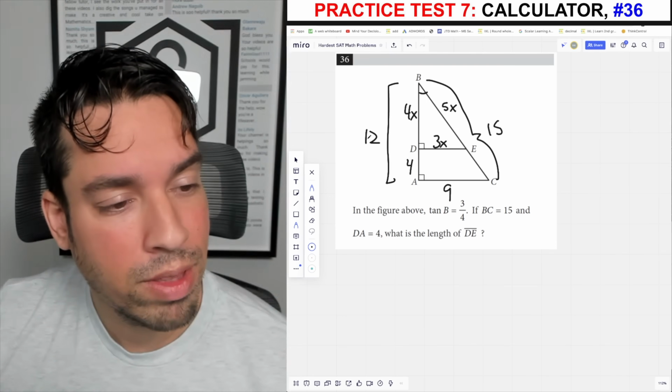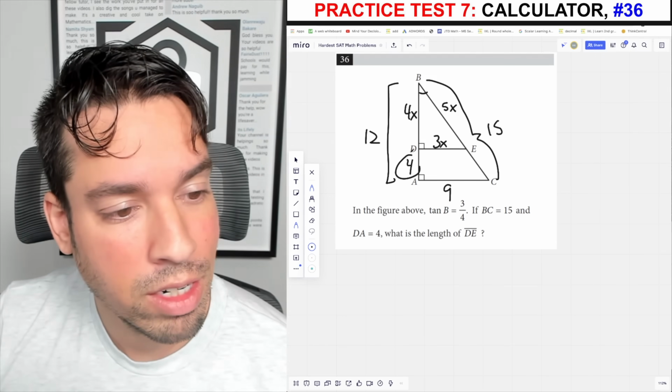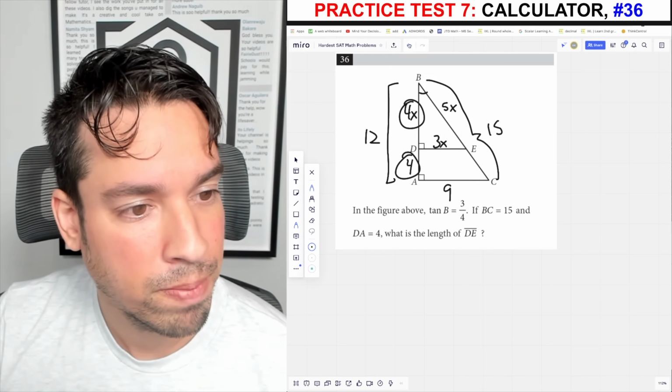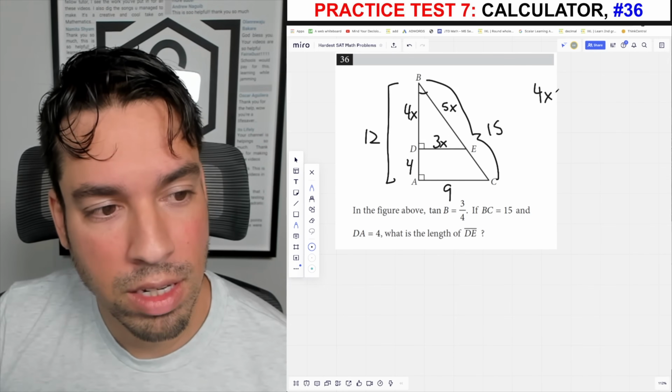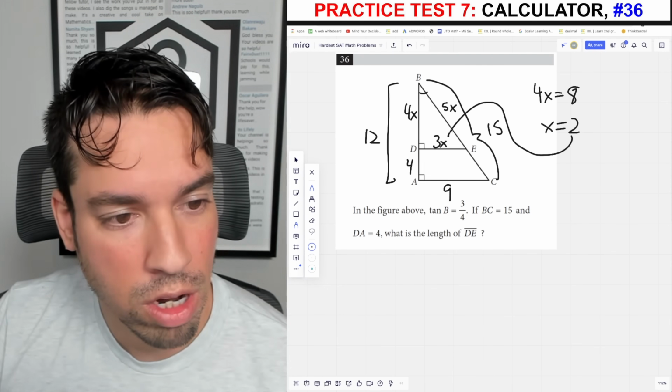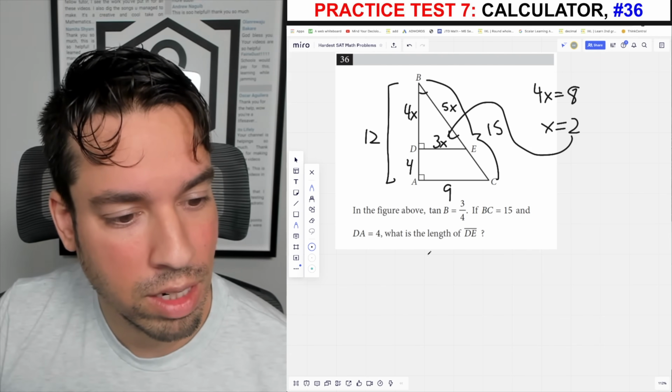That's great. Well, if this is 12, and this side here is 4, this side has to be 8, because 4 plus 8 is 12. If 4x equals 8, that means x equals 2. Plug and chug. 3 times 2 is 6.